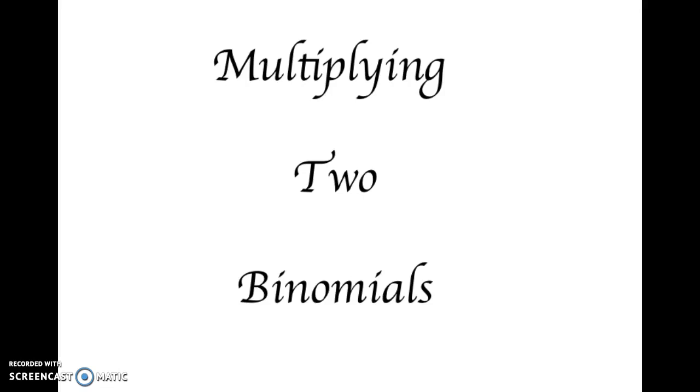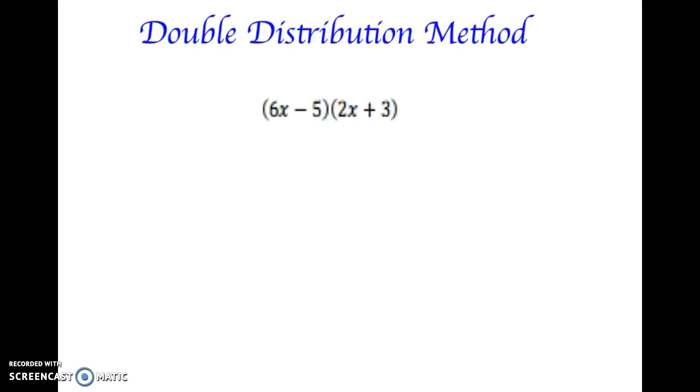Hi, today we're going to take a look at multiplying two binomials. There are three ways to do this. The first of which we're going to look at is called the double distribution method. Basically what happens is we take the terms in the first binomial and we rewrite it out so that we're going to distribute them through the second one.